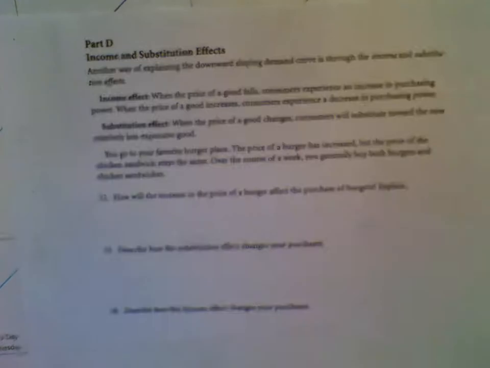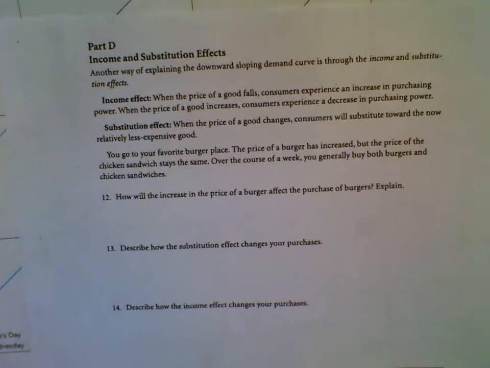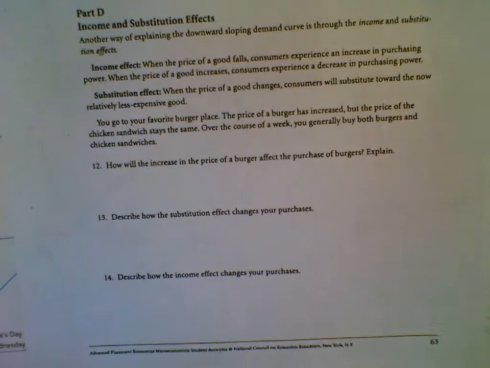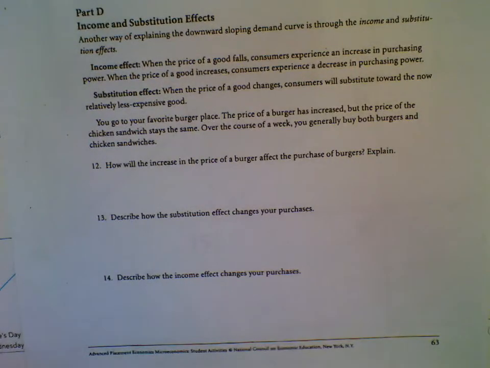Describe how the substitution effect changes your purchases. There are lots and lots of substitutes for hamburgers. So if they change the price of hamburgers, we will buy its substitute. And then the income effect, depending on how much money you have in your pocket and how much hamburgers cost, determines your buying power of those hamburgers. If you have a fixed amount of money and the price of the burger comes down, you can afford more. If the price goes up, you can afford less.